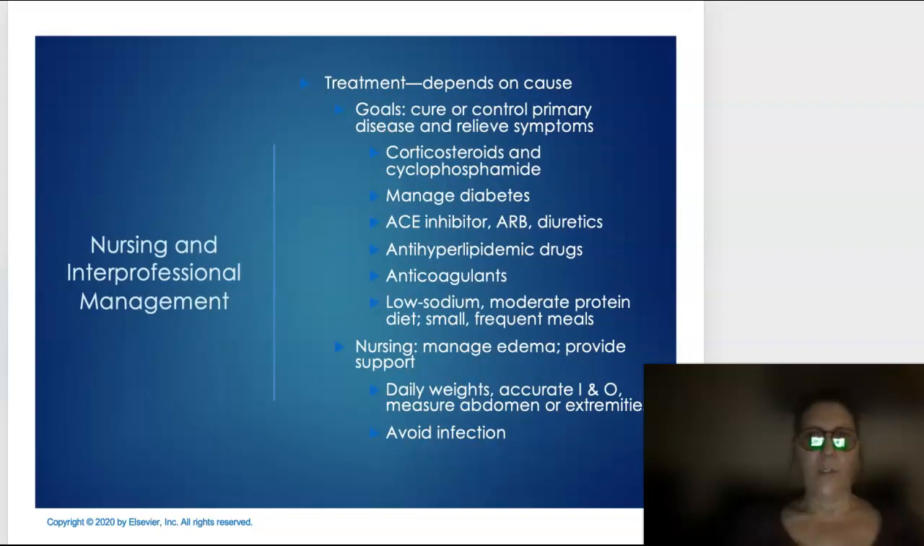So what are we going to do? So the treatment depends on the cause. We're going to treat the cause. Our goals are to cure or control the primary disease and relieve their symptoms with corticosteroids, cyclophosphamide. We're going to manage their diabetes if it's from diabetes. They might need an ACE inhibitor, an ARB, diuretics, anti-hyperlipidemic drugs, anticoagulants. For their diet, low sodium, moderate protein, small frequent meals. We're going to manage their edema, do their daily weights, accurate intake and output, and measure their abdomen or extremities to see if the edema is going down, and really try to avoid infection.